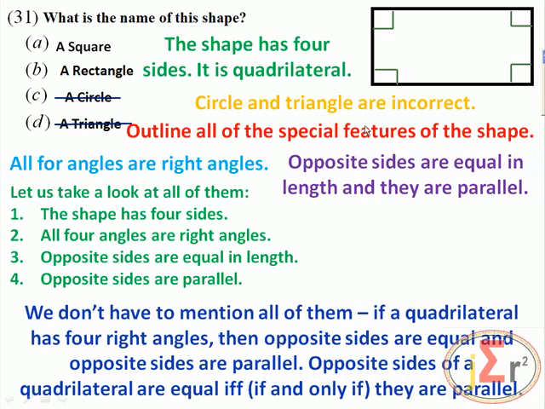So for this shape that we have there, it has 4 sides. All 4 angles are right angles. Opposite sides are equal in length and opposite sides are parallel.